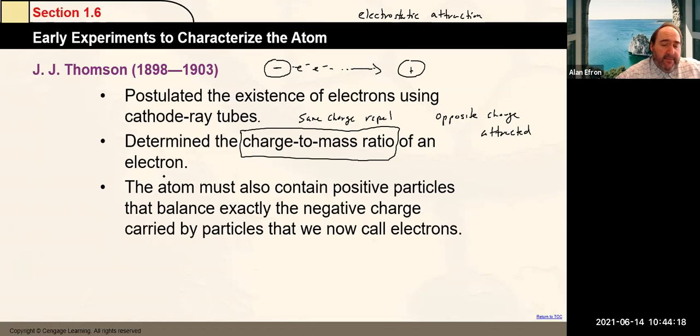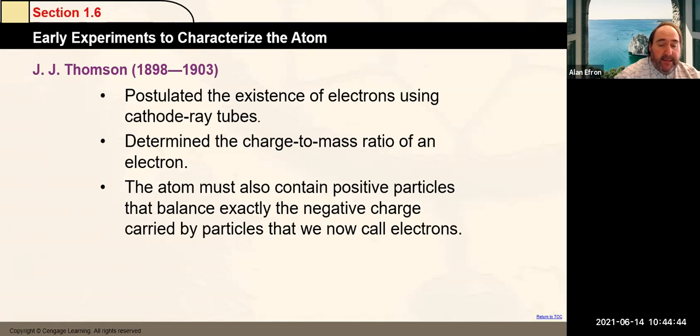And the atom must also contain positive particles to balance out the negative particles that we know are electrons. So there's always this belief that, okay, we've now discovered that there are these negatively charged particles, but the atom is believed to be overall neutral. So there must be something positive to balance out these electrons. And we'll get into what that is in just a second.